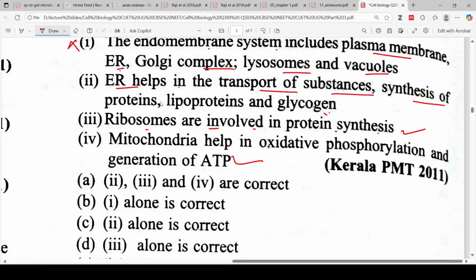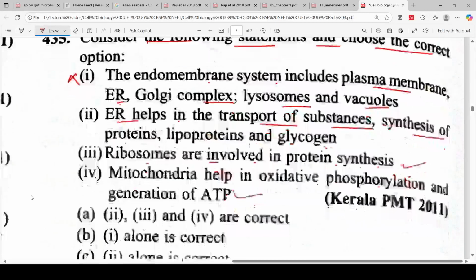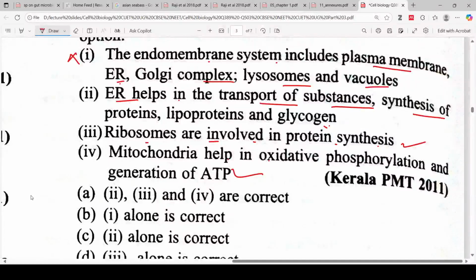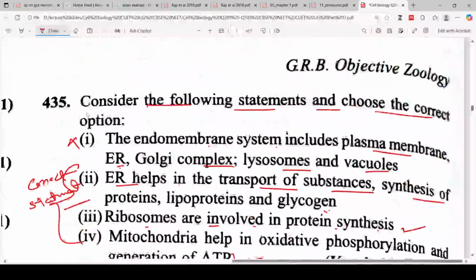So here option 2, 3, and 4 will be the correct answer. So option A is the correct answer. 2, 3, and 4, all are correct statements. Next question.